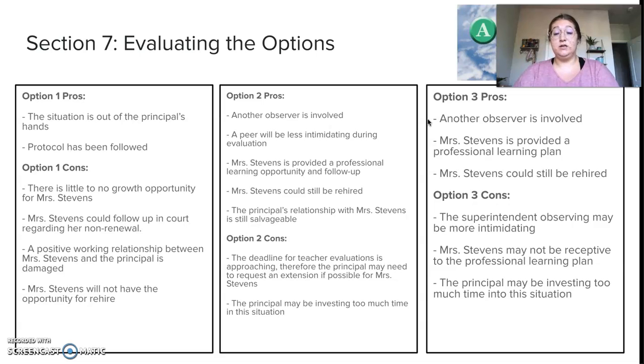Option 3 pros include that another observer is involved, being the superintendent. Mrs. Stevens is provided a professional learning plan, and Mrs. Stevens could still be rehired. Some of the option 3 cons include the superintendent observing may be more intimidating than the principal. Mrs. Stevens may not be receptive to the professional learning plan, and the principal may be investing too much time into the situation.